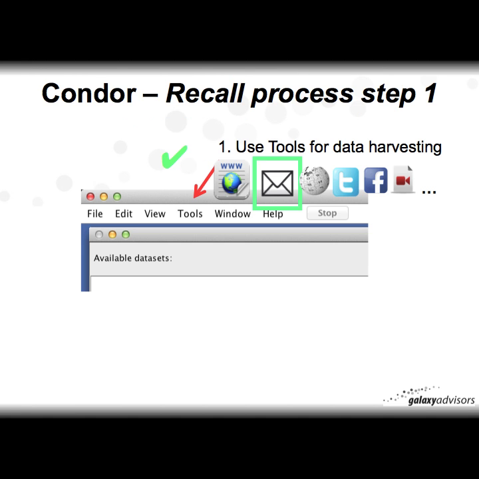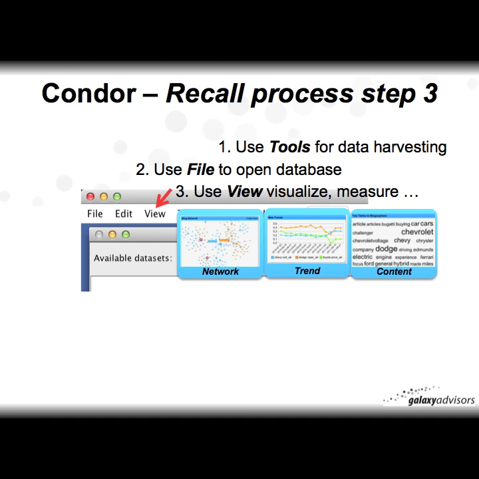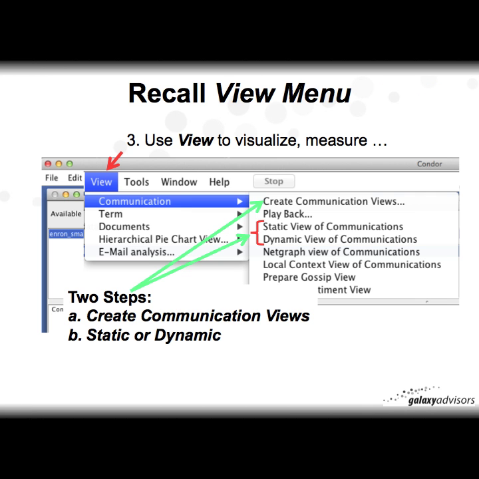So now let's recall that you've harvested your email using the first step. You're going to use the file command to open the database for whatever database name that you gave it. And then you're going to use the view command to visualize and measure it. So recall when you're using the view command, it's a two-step process. You're going to click view communication, create communications view first, and then the second step is to click view communication static or dynamic. I recommend that you click dynamic view because then the email is timestamped and you can actually play it as a movie.